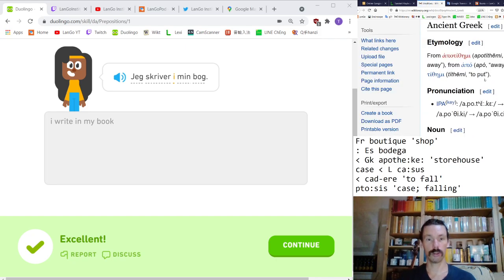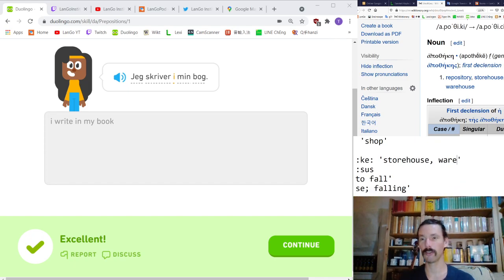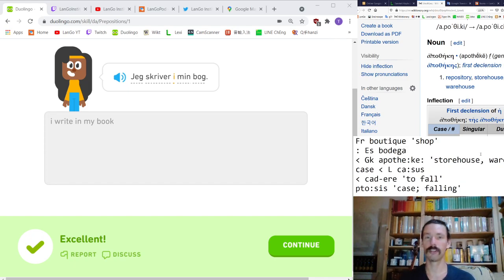Apotheke, storehouse. Repository, warehouse. So boutique and bodega mean warehouse, on some level, etymologically. A putting away place is the meaning of the compound. A put away.